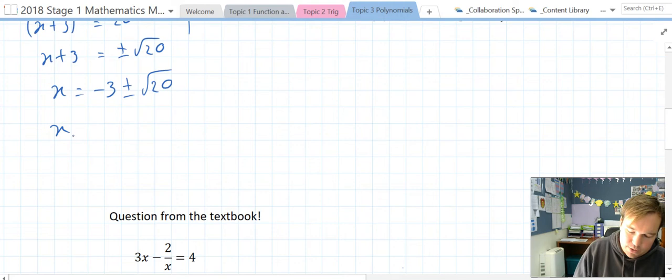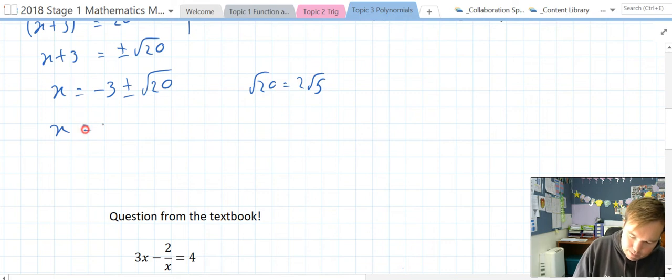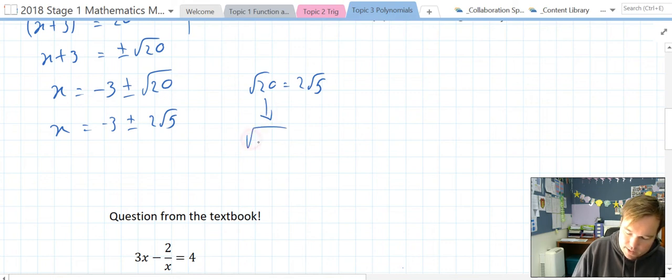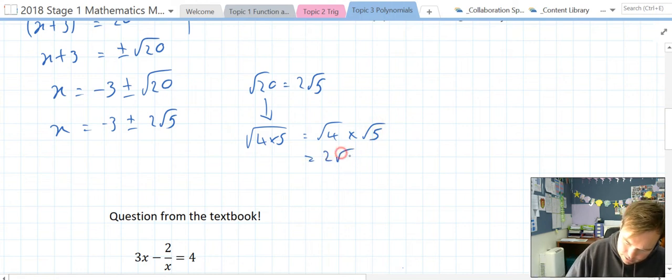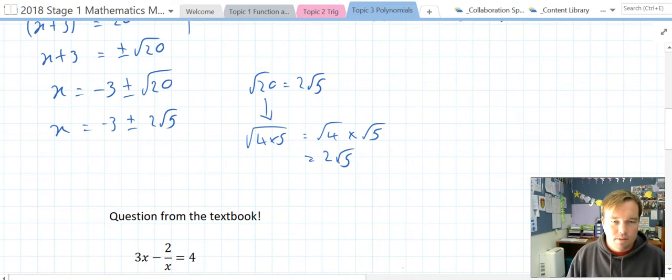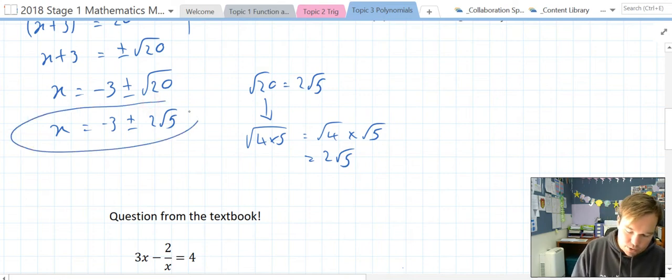And as Methods students, you'd be expected to recognize that root 20 is really the same as 2 root 5. So this would be minus 3 plus or minus 2 root 5. And that's come from the fact that 20 is really the same as 4 times 5, which is root 4 times root 5, which is 2 times root 5. Alright, but that would be your two solutions there.